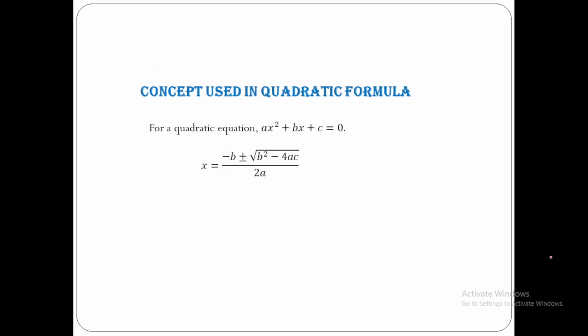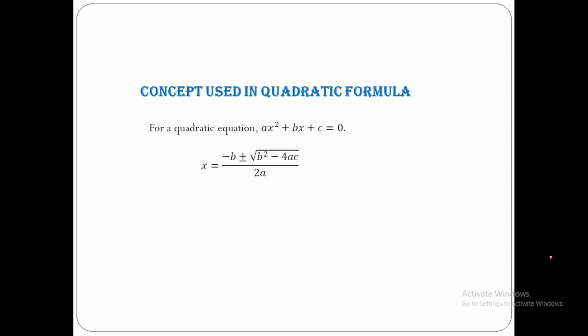Let's start the concept. What is the formula used in the quadratic formula topic? What would be the quadratic formula? If the quadratic equation is of the form ax squared plus bx plus c equal to 0, where a, b, c are some real numbers, then we can have a formula to find the value of x as minus b plus or minus square root of b squared minus 4ac, over 2a.